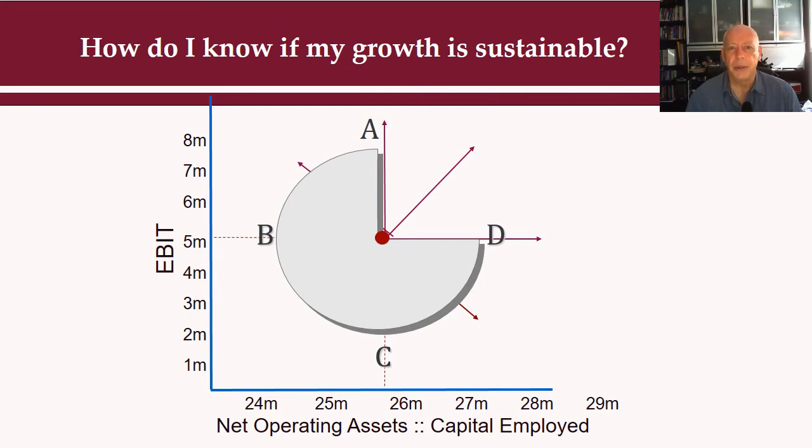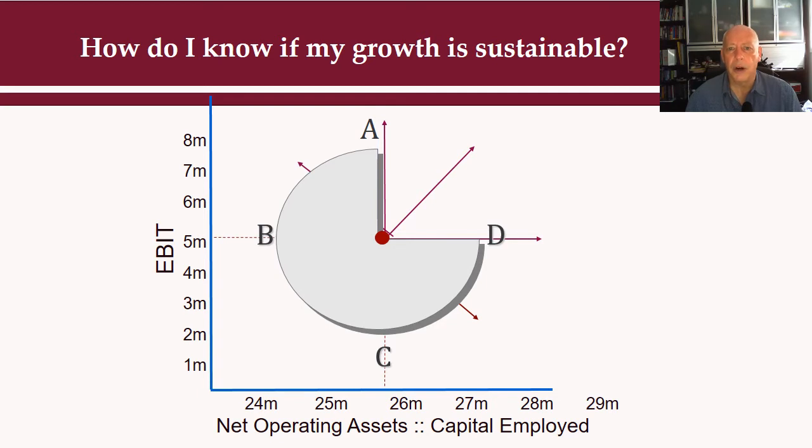If we look at this graph and we recognize that where you need to be is, if you're looking at the bottom axis, that's your growth in capital or investment in your assets, and the vertical axis is the profitability.